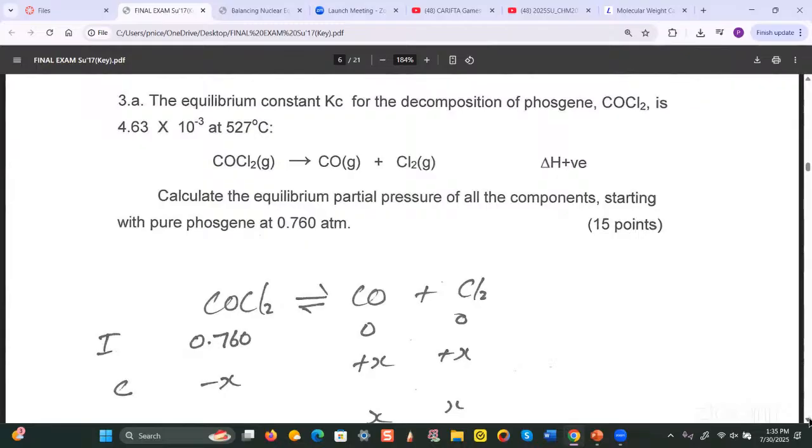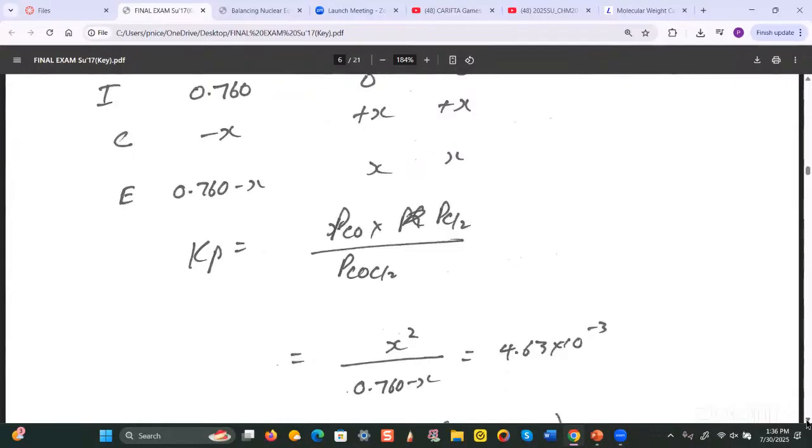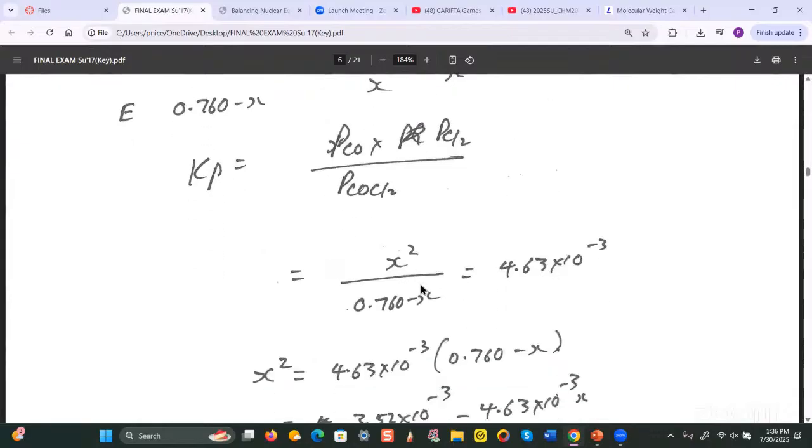So basically, this is the ICE table. You're going to start off with the initial amount of phosgene being 0.760. The initial pressure of carbon monoxide is 0 and of chlorine is 0. The change would be minus X, plus X, plus X. You're going to end up with these terms, and then you're going to plug the values into this expression, and you're going to end up with this right here.